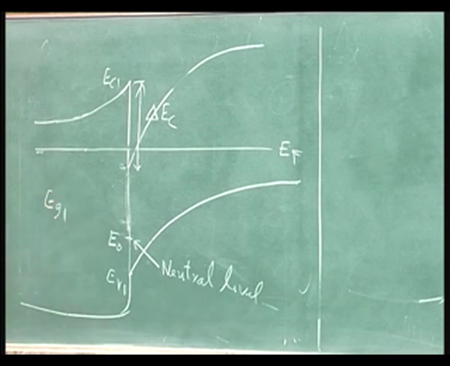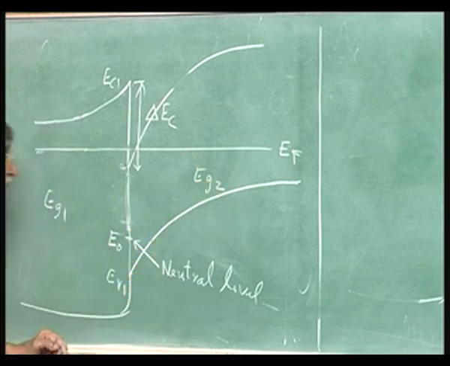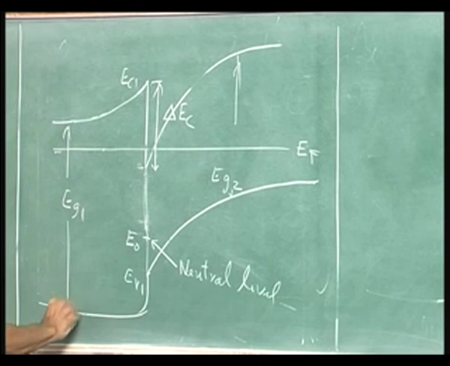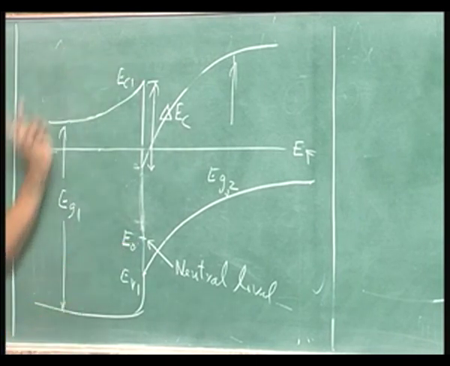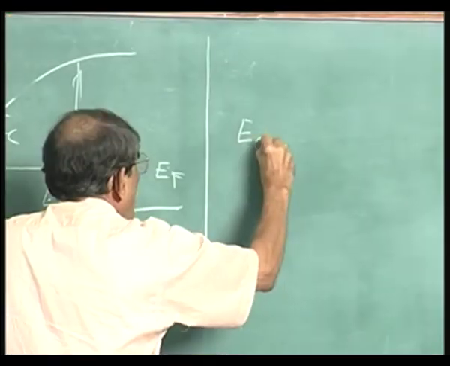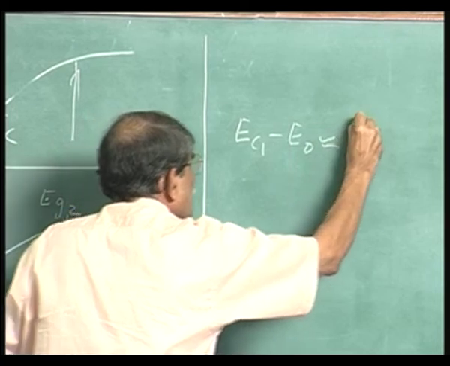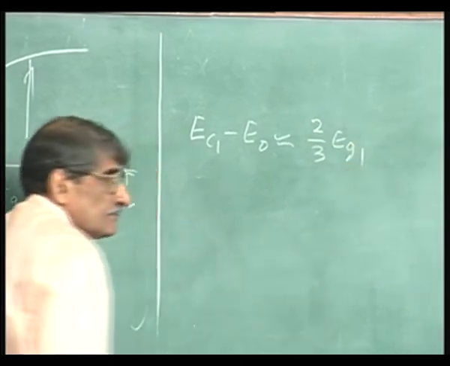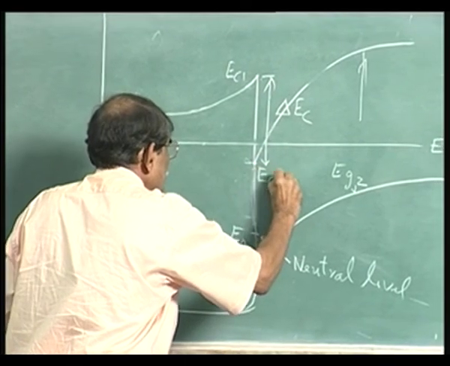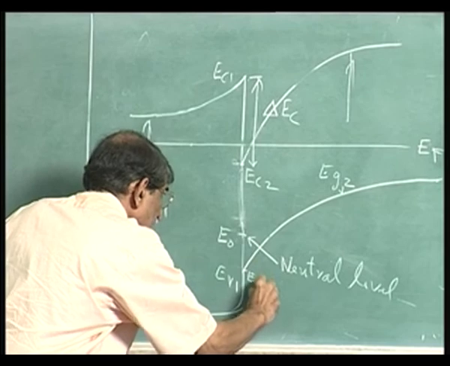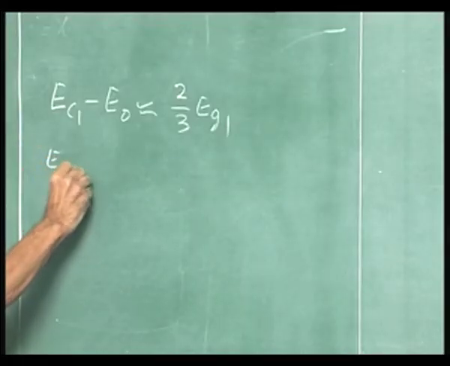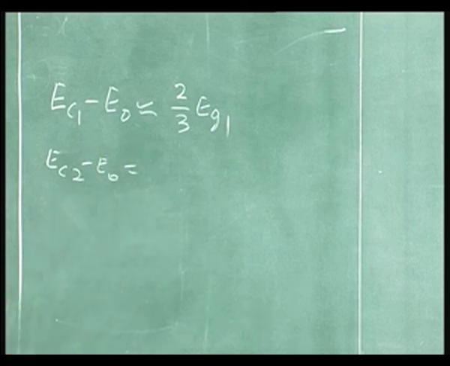I hope I have marked it as E g 1 and E g 2, does not matter. With reference to this diagram, this is the E g 2 band gap. This is that. And this quantity E C 1 minus E naught is approximately equal to 2/3 of E g 1. And this is E C 2, and this is of course also E V 2. See, E C 1 is there, E C 2 is there. So, E C 2 minus E naught is equal to two-thirds of E g 2.